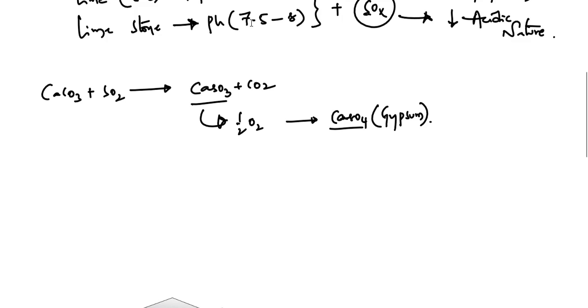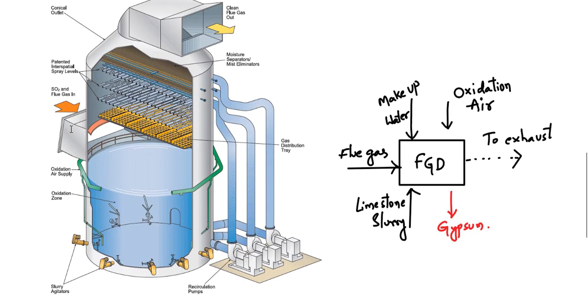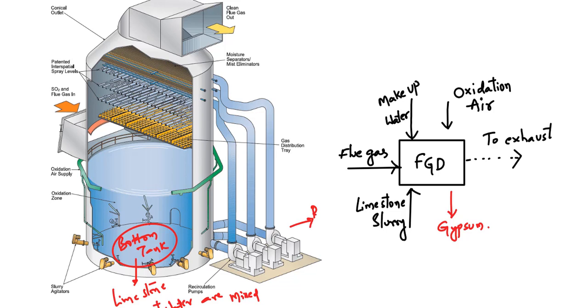We will see the structure of the flue gas desulfurization unit. It mainly consists of a bottom tank, where a mixture of limestone and water are mixed, reciprocating pumps, one gas distribution panel, spray nozzles, and a mist eliminator.